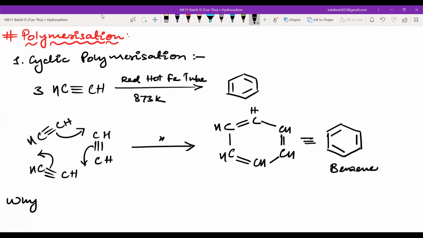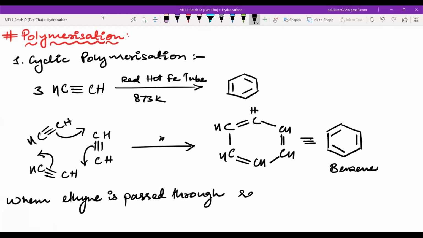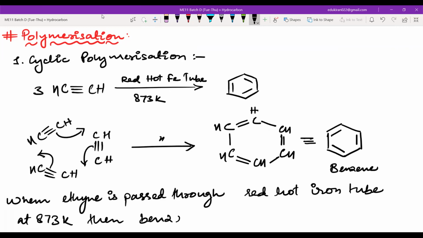You can write: when ethyne is passed through a red hot iron tube at 873 Kelvin, then benzene is formed.